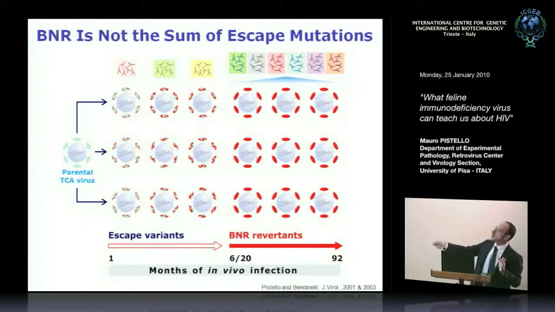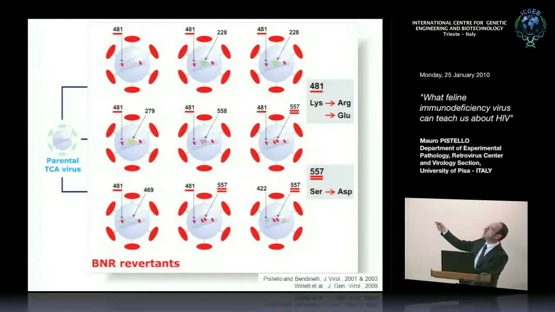But what we observed is that for six or 8 months, the virus is resistant only to this autologous sera, but it maintains the sensitivity to a large panel of sera. But after that, something occurs and the virus becomes completely resistant to a large panel of sera. And what we observed is that this depends on two mutations, one localized in the V4 region and another one localized in the V5 region. And the virus can balance. There is sometimes a covariation where both mutations are present, or sometimes only one mutation is present.